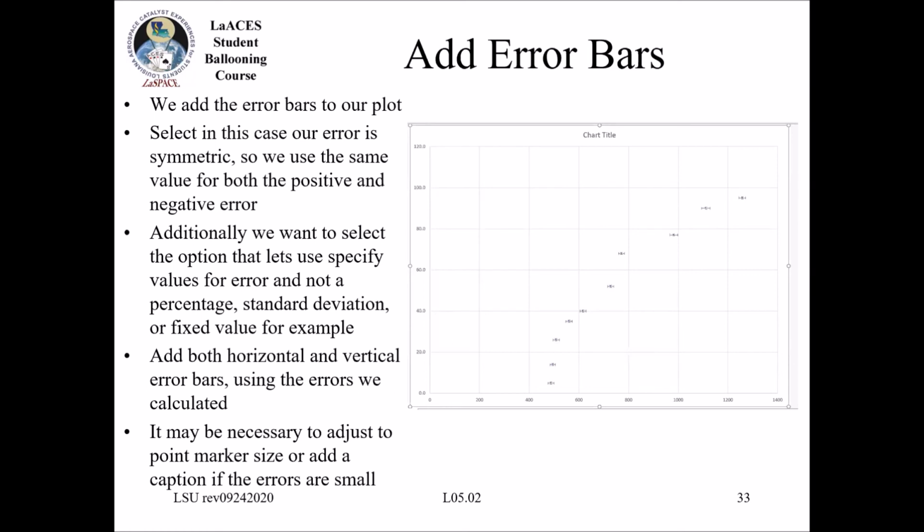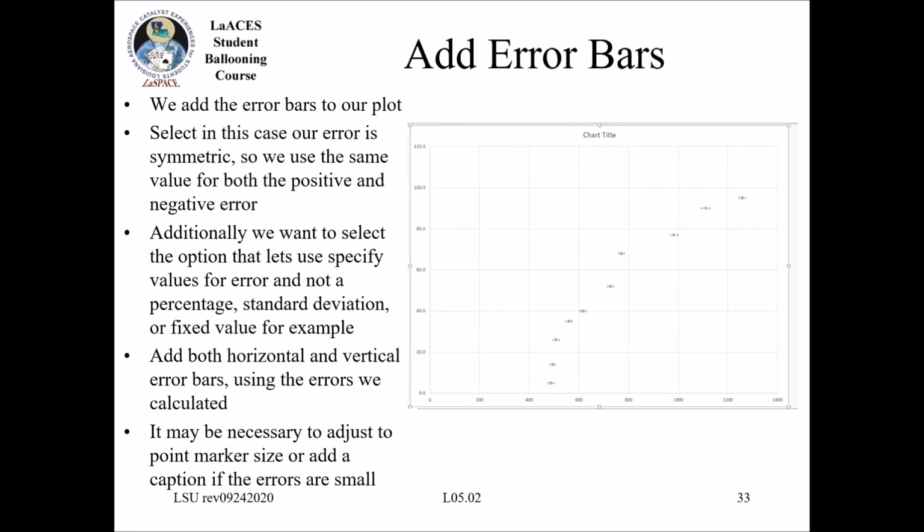But the key thing is you want to have both horizontal and vertical error bars, because you had error in both frequency and temperature. Sometimes, if your error bars are very small, the default point size may be too big, and it'll be covering them, and it'll look like you didn't do any error calculation. And then the first thing that somebody's going to ask when they look at your plot is, well, what happened to your error? Are these all perfect measurements?